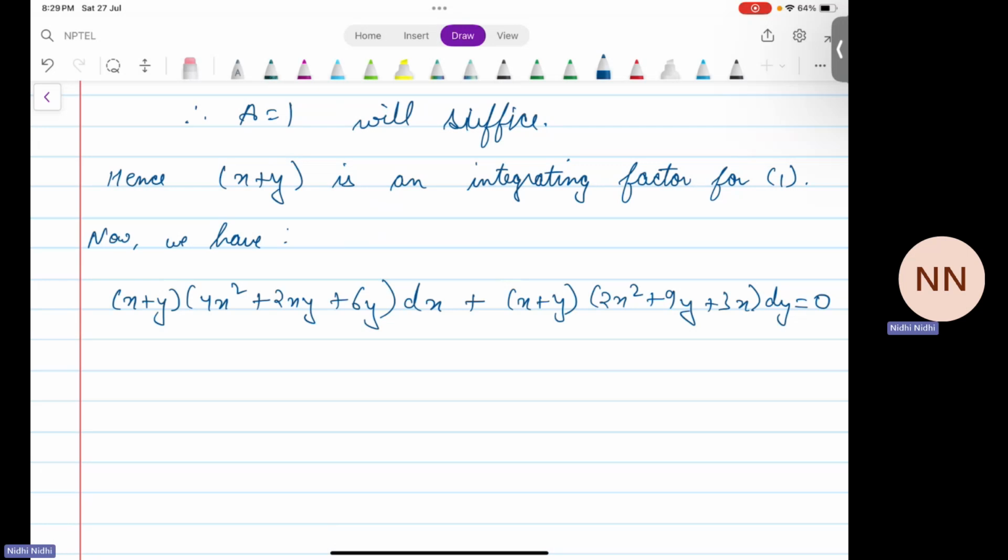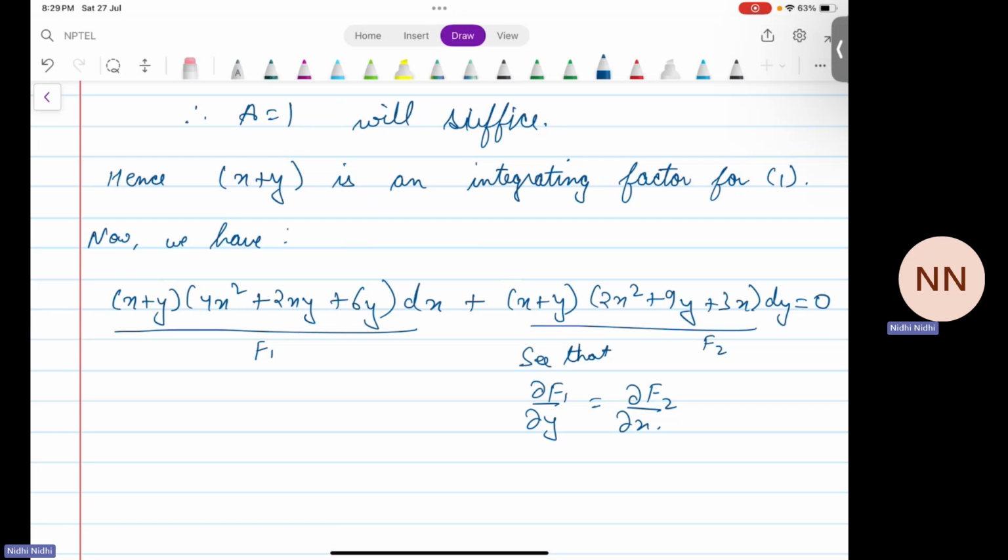Sometimes it might happen that in the calculation we would have made some mistake and ended up with some different equation which might not be exact. So it is always good to check. See that if we take this to be some function f1 and this to be some f2, del f1 by del y is equal to del f2 by del x.